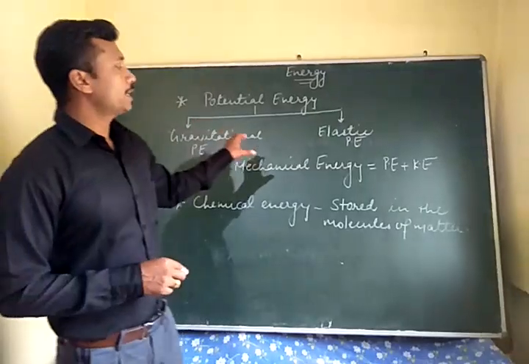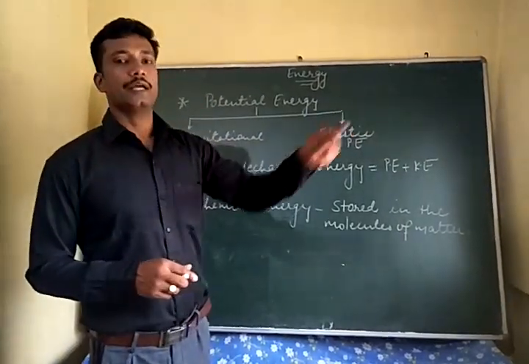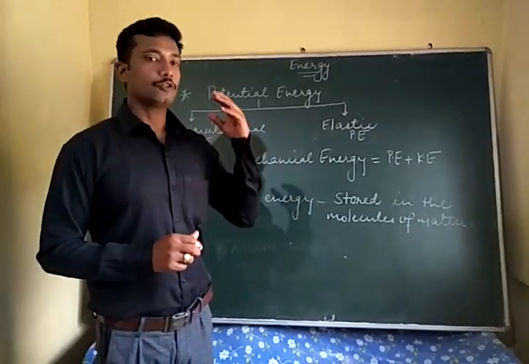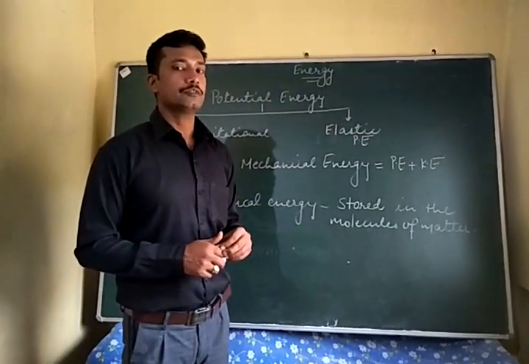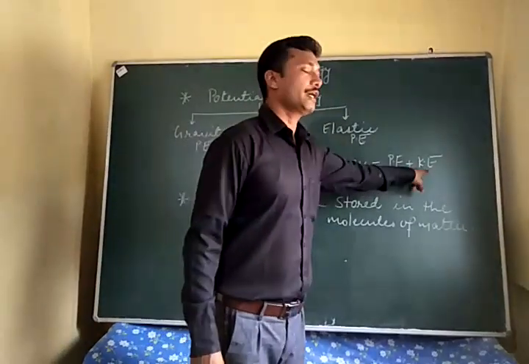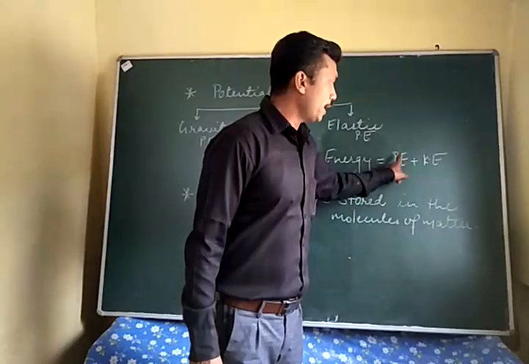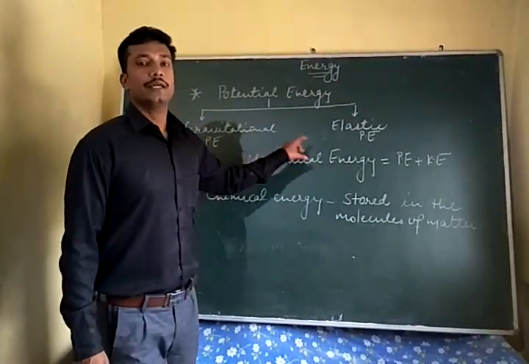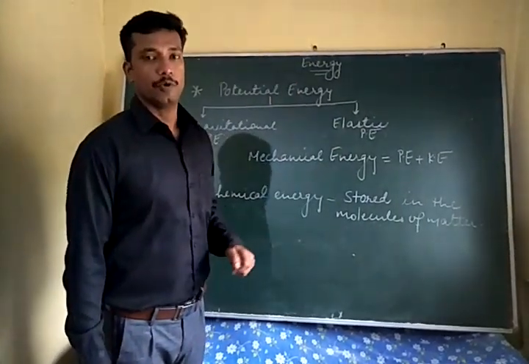Now sometimes a body can have both potential and kinetic energy together at the same time, and the total mechanical energy stored in that body is the sum of potential and kinetic energy. That is, when you add potential and kinetic energy, you will get the total mechanical energy stored in that body.